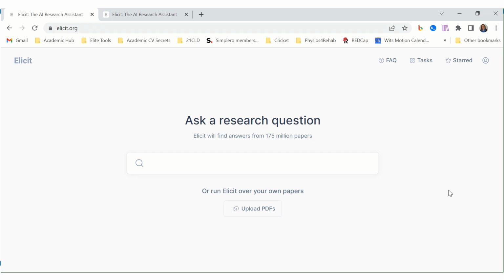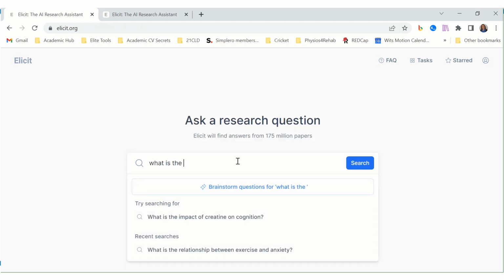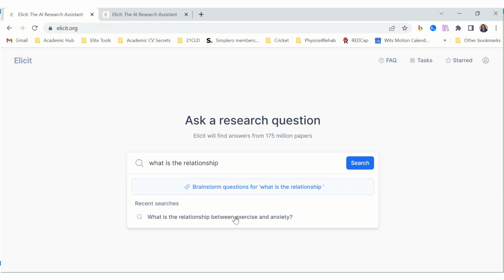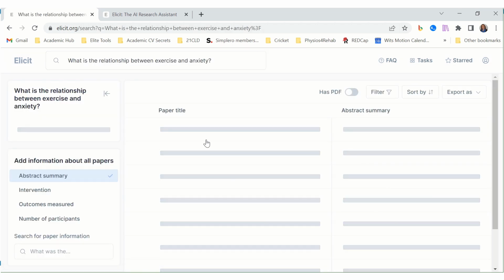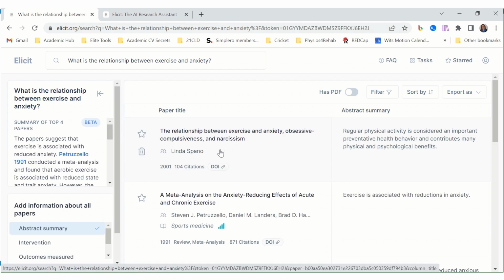Elicit is a lovely AI tool for researchers where you can ask your research questions and Elicit will find your answers from millions of research papers. So let's look at an example of a research question. I've previously searched for what is the relationship between exercise and anxiety, or physical activity and anxiety. And it gave a whole bunch of articles and it gave an abstract summary here on the side.